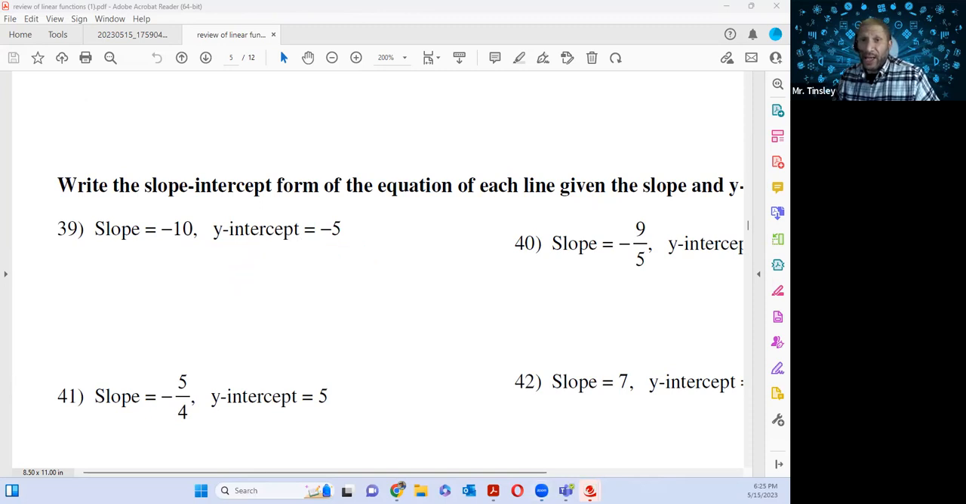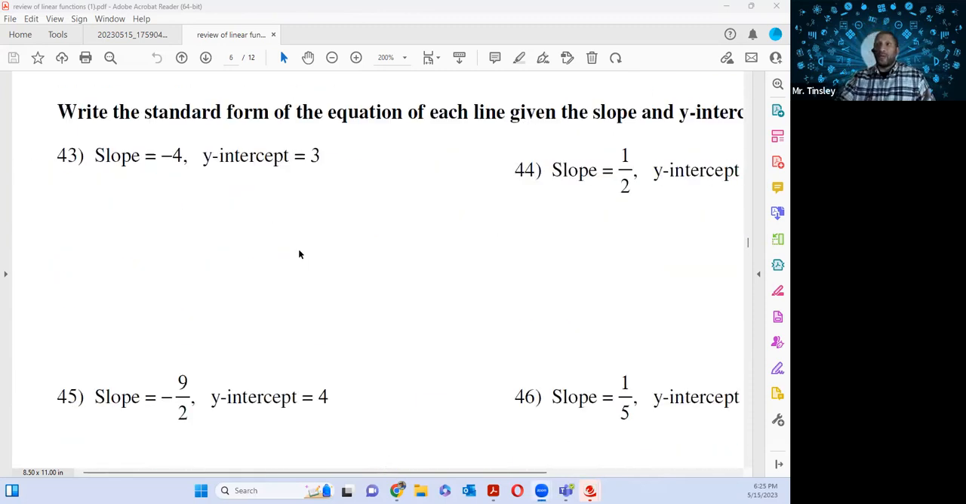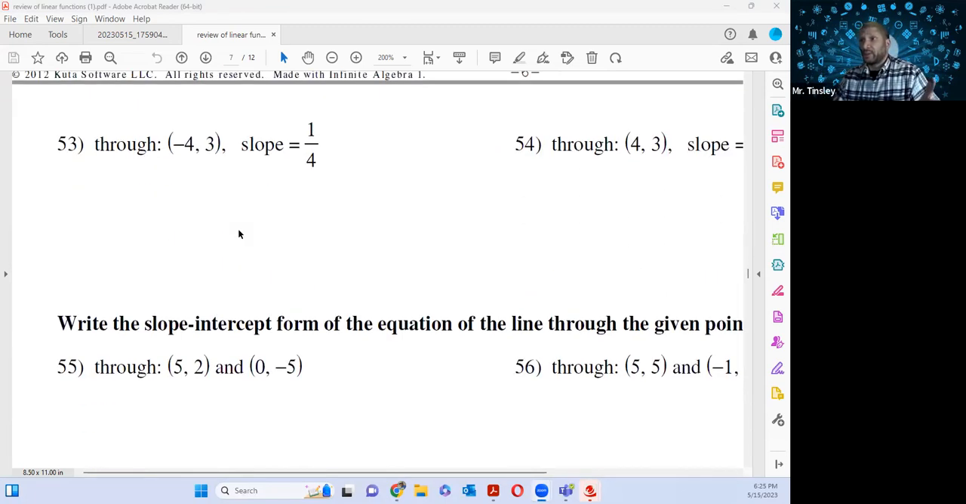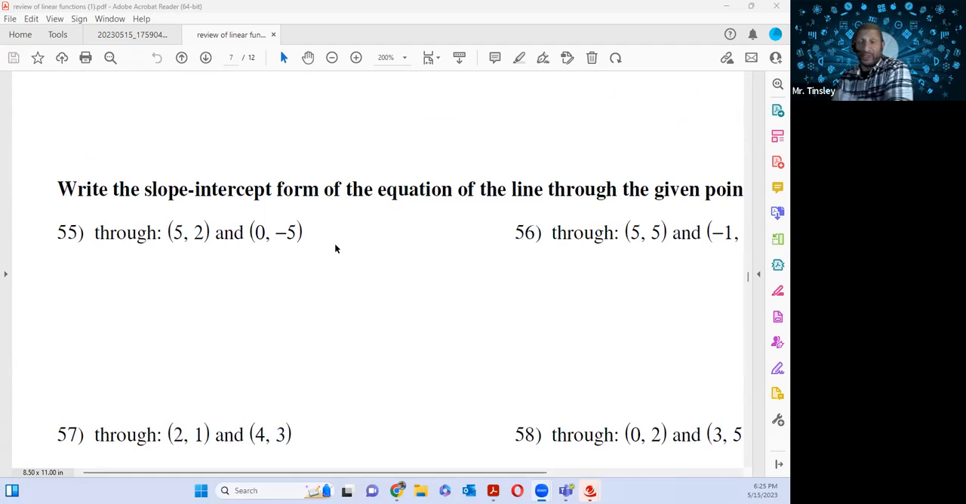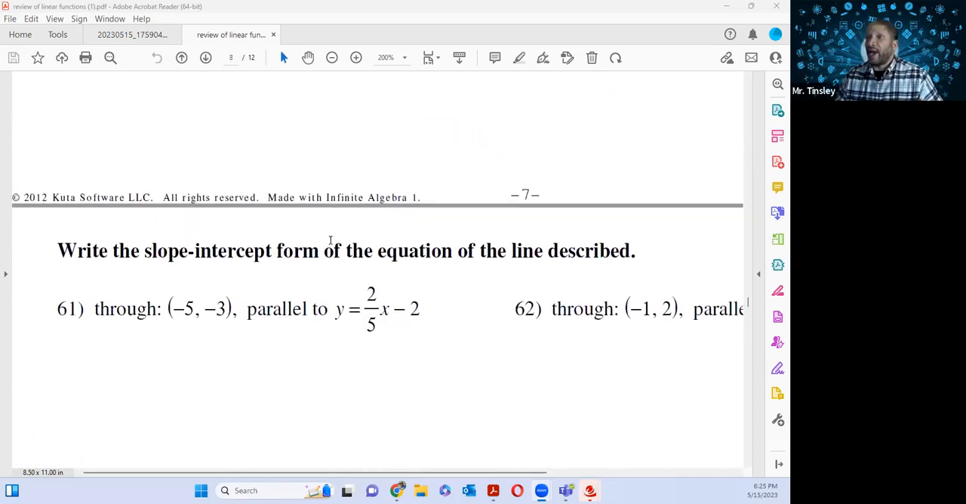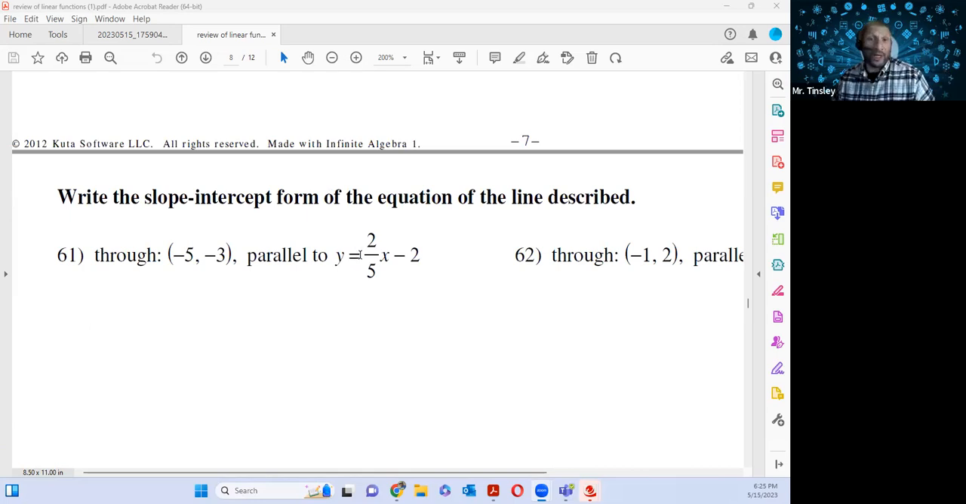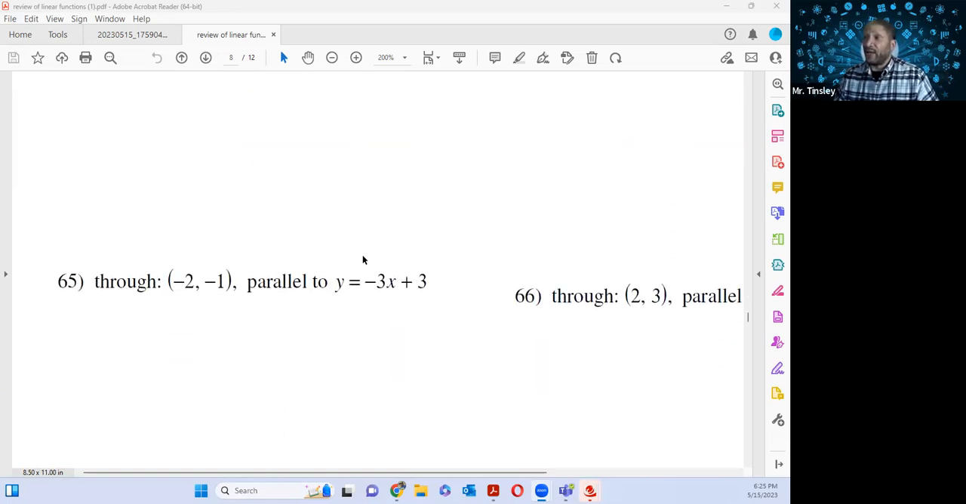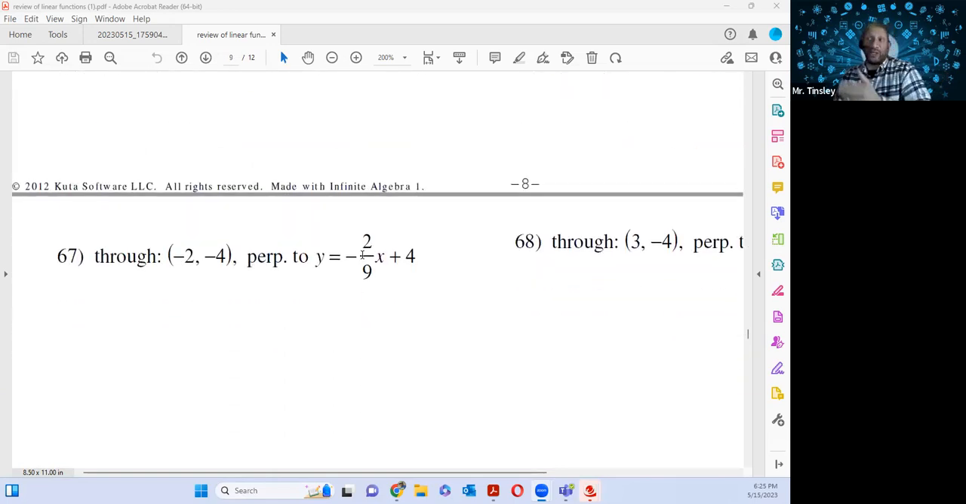Again, I found this review and downloaded it because it covers how to find the equation of a line from a point and the slope, which is guaranteed. How to find the equation of a line from 2 points. How do you find the equation of a parallel line given a point and an equation? And how do you find the equation of a perpendicular line given a point and an equation? Listen, just from this review sheet, remember I told you 7 to 10 questions.